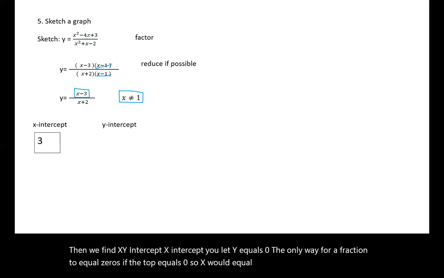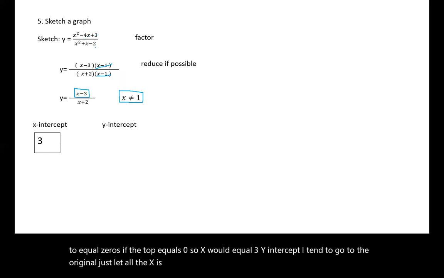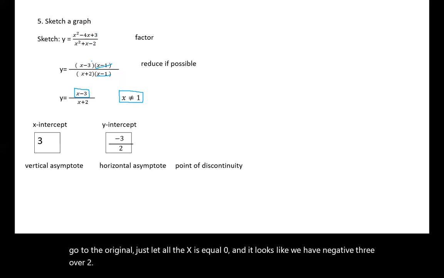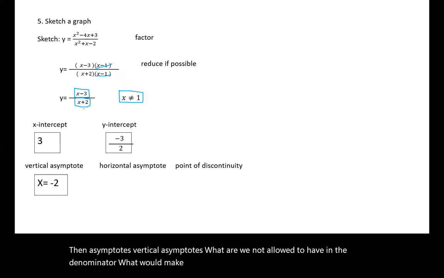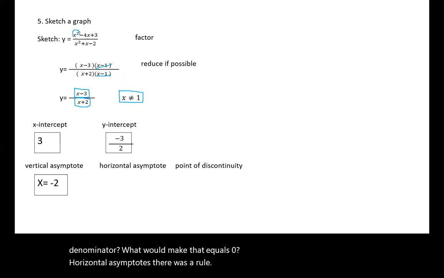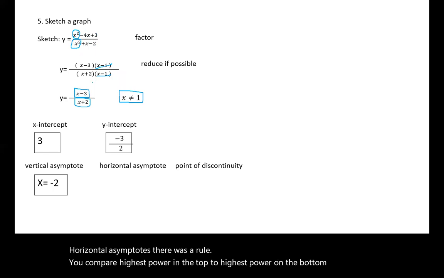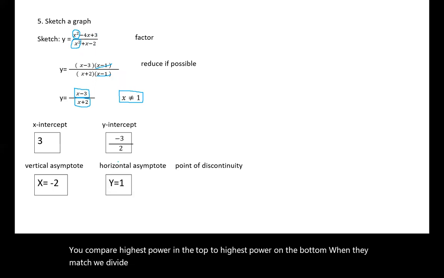Y-intercept, I tend to go to the original. Just let all the x's equal 0, and it looks like we have -3/2. Then asymptotes. Vertical asymptote, what are we not allowed to have in the denominator? What would make that equal 0? Horizontal asymptote, there was a rule. You compare highest power in the top to highest power in the bottom. When they match, we divide them. X squared divided by x squared is 1.